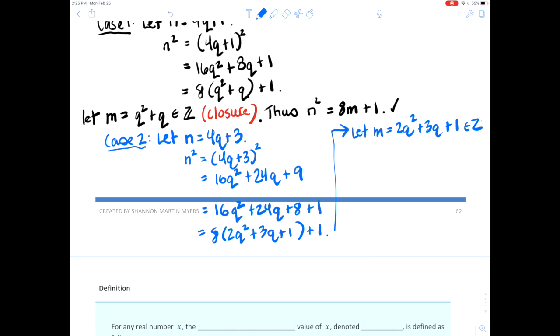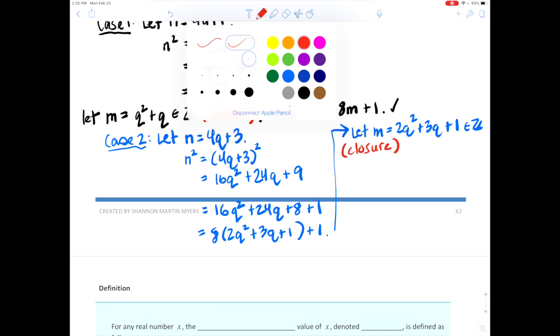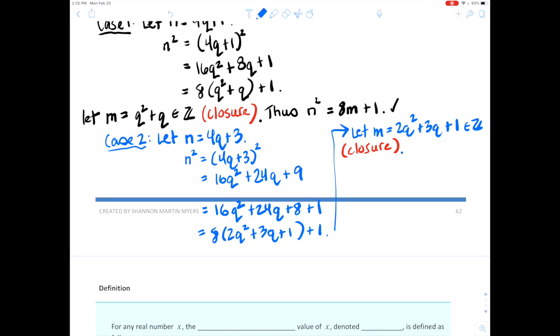All right, so now letting m equal 2q squared plus 3q plus 1, it belongs to the integers. And why? Awesome, by closure. If you multiply or add integers, you get integers back for your result. So what will happen is n equals 8m plus 1, and that's what we needed to show. So we're all done. Groovy?